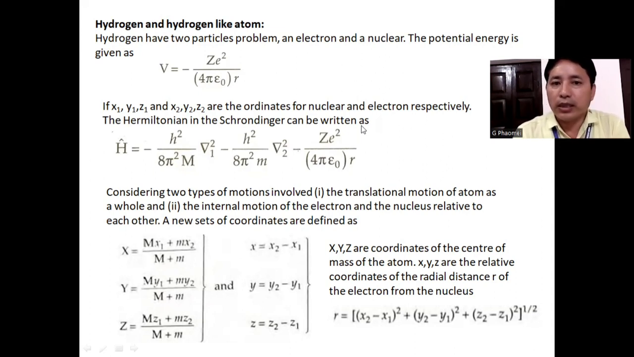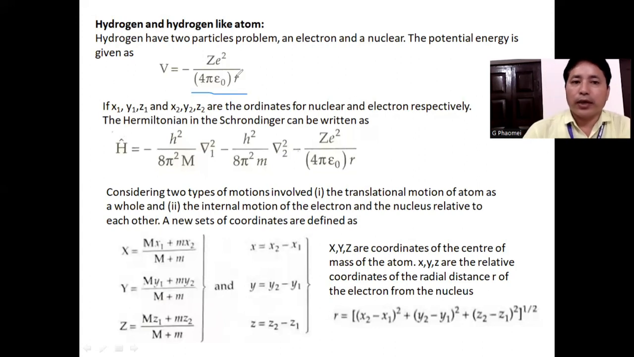So if you consider the spherical nature of the hydrogen atom, the potential energy will be Z e square divided by 4 pi epsilon naught r. And this r is the Bohr radius, and these are the charge of the nucleus and the charge of the electron. Therefore, the Hamiltonian will have two parts, one for the electron and one for the nucleus.